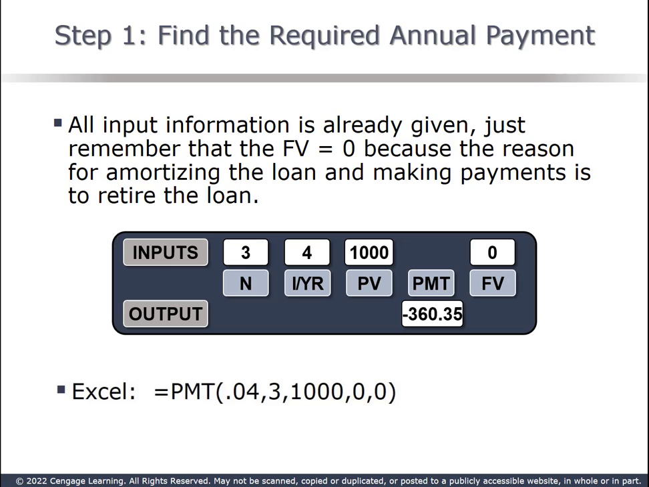Step 1 is to find the equal annual payment. We're solving for an annuity payment. The loan amount is the present value, and it's positive since it's an inflow to you. Future value is 0 since the loan is to be paid completely to 0. N is 3 years, IY is 4. Solve for payment, which will be negative because it's going to be an outflow from you.